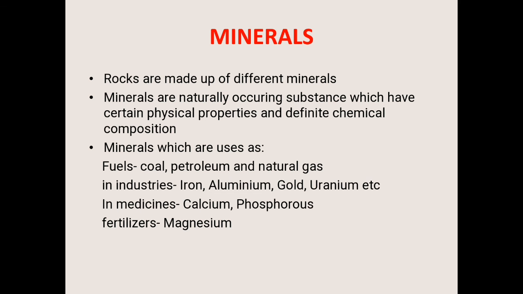Next we can study about minerals. We have already said that rocks are made up of minerals. Minerals are naturally occurring substances which have certain physical properties and a definite chemical composition. Naturally occurring means they are not human made. Their physical properties are certain, that is, they have a definite luster, hardness, and color. Chemical composition means the chemical formula or elements by which these minerals are formed, and that composition should be definite.